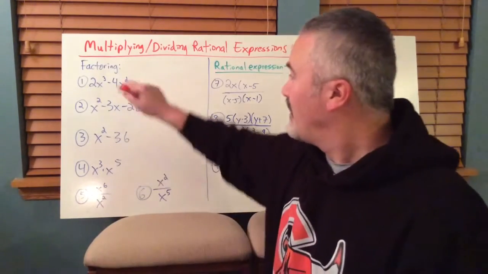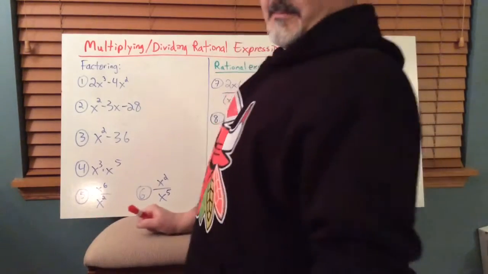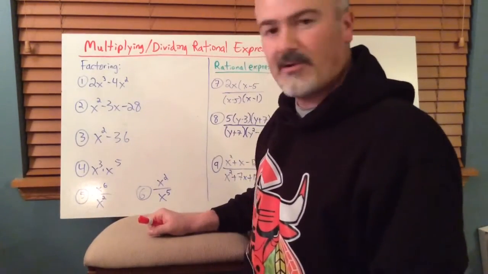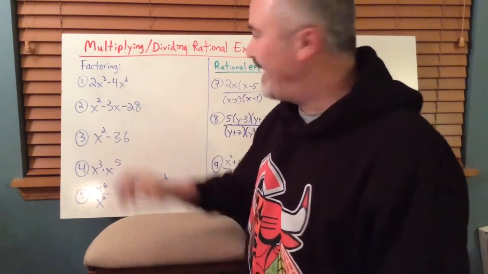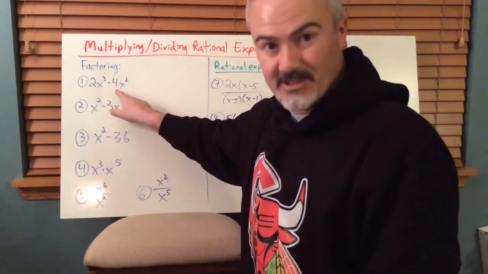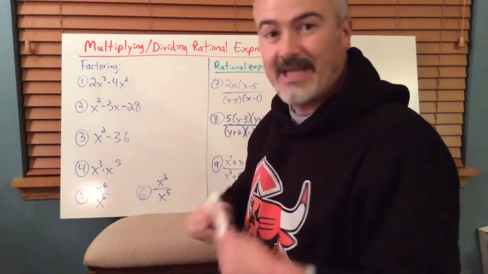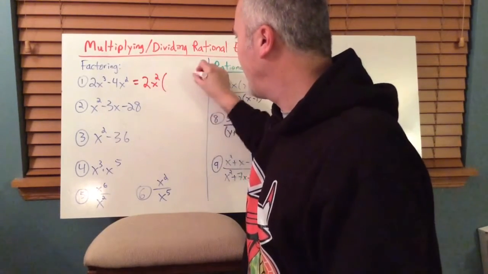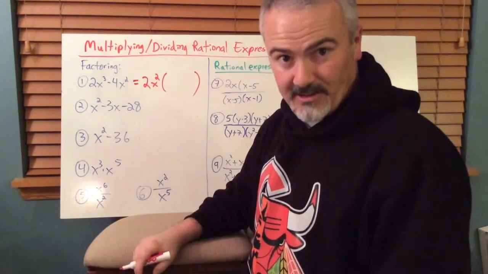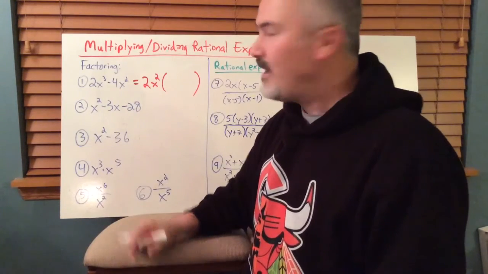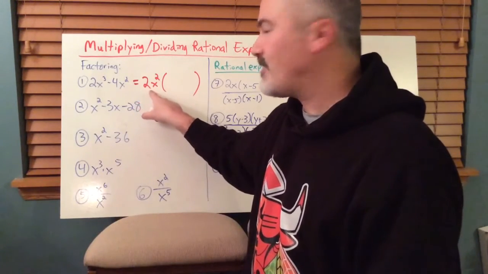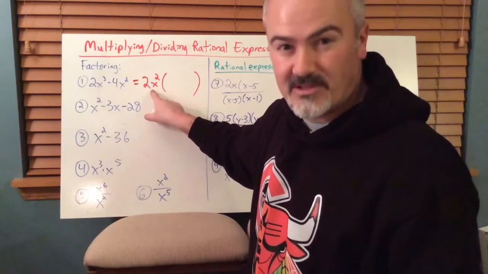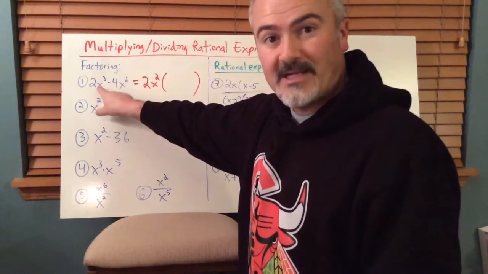common factor. So in number one in your notes, we have 2x to the third minus 4x squared. And it looks like the greatest common factor is 2, and we can also take out an x squared. So if our greatest common factor is 2x squared, we can factor out the 2x squared. Remember, that really means we're dividing each term by 2x squared.